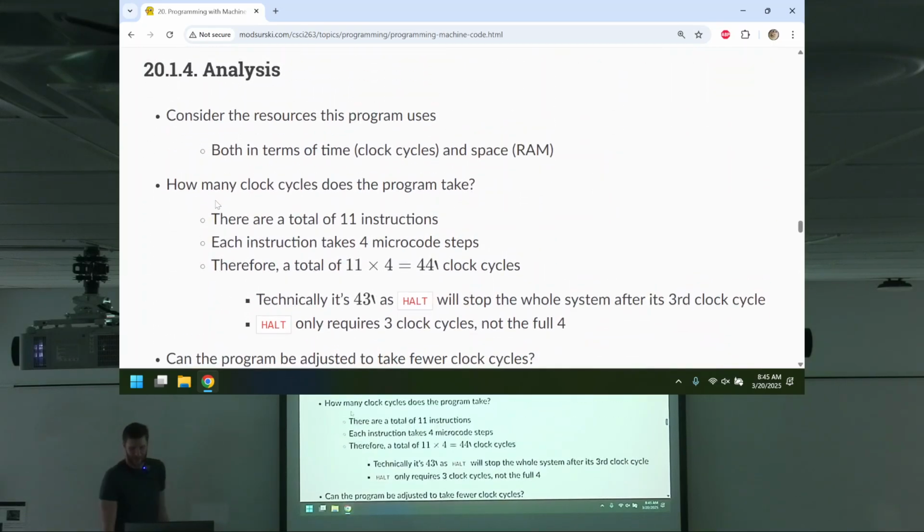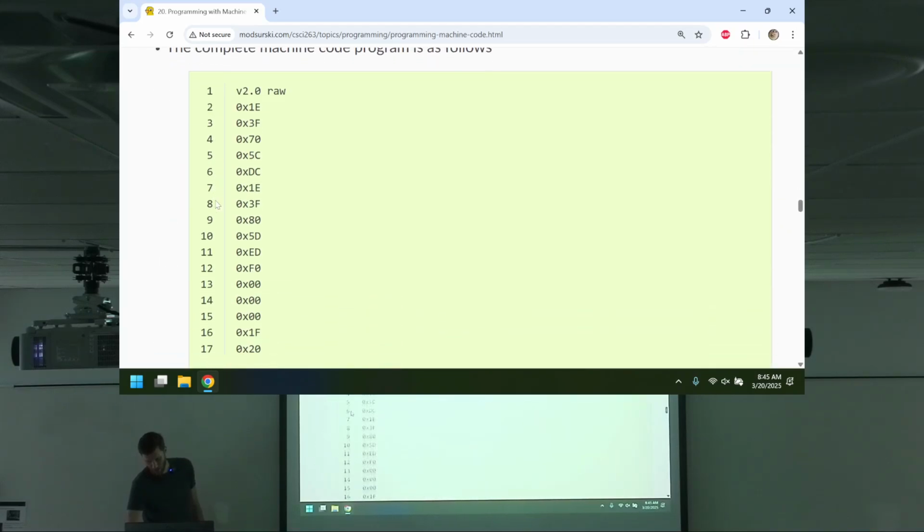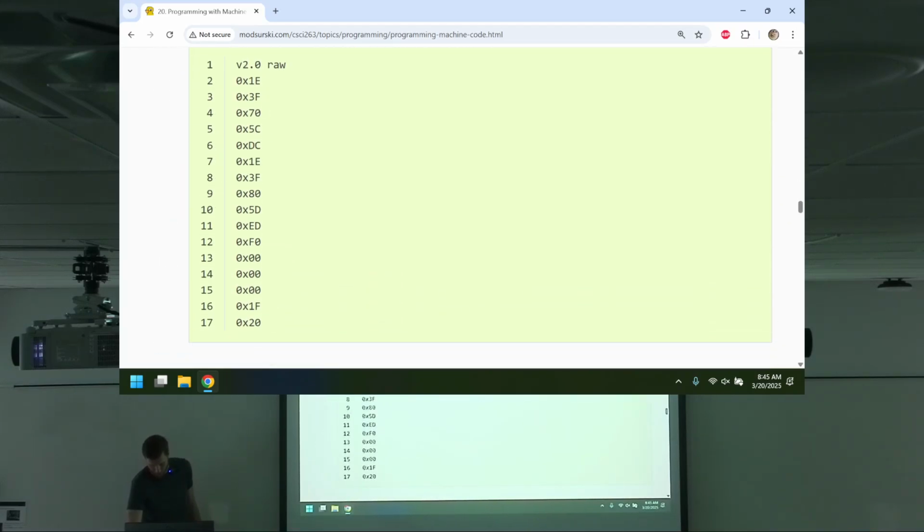So let's think of what resources this program uses: clock cycles, like time effectively, and space, RAM. So how much time does this program take, and how much space does this program take up? How many clock cycles, how much RAM? Well, how many clock cycles does the program take? There are, in fact, a total of 11 instructions. 1, 2, 3, 4, 5, 6, 7, 8, 9, 10, 11.